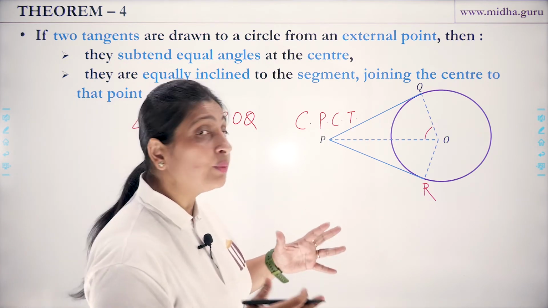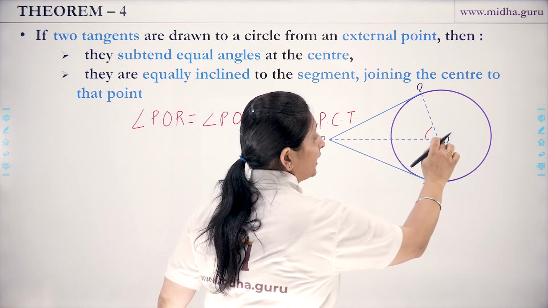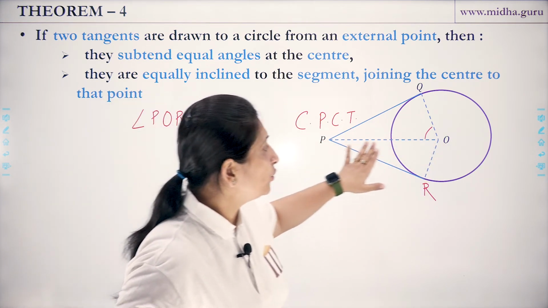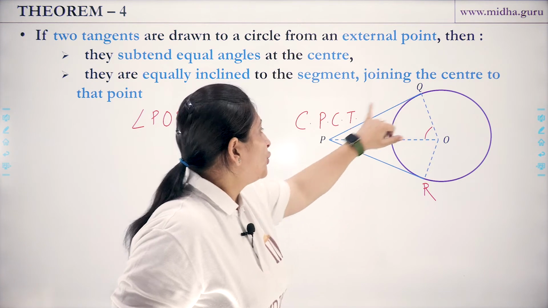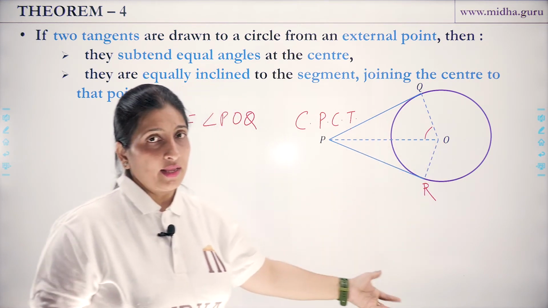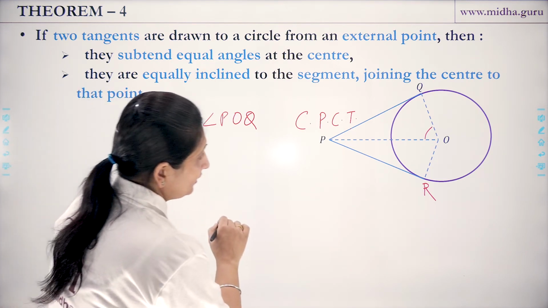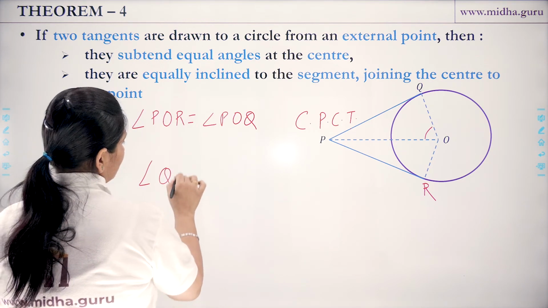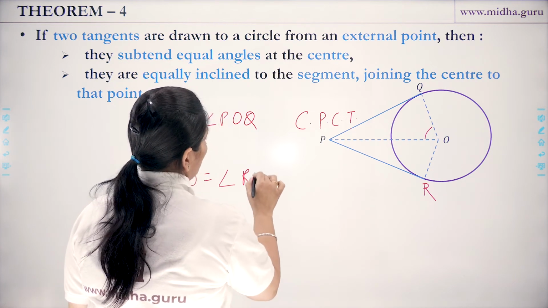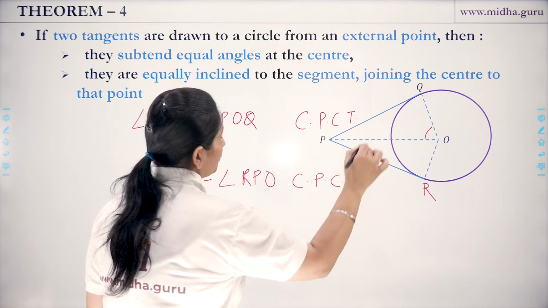Next, that they are equally inclined. The tangents are equally inclined to the line joining the center to that point, which means they are equally inclined to OP. That means angle QPO is equal to angle OPR. Again we can prove that, as the triangles are congruent, so we can write angle QPO is equal to angle RPO. Again, corresponding parts of congruent triangles are congruent.